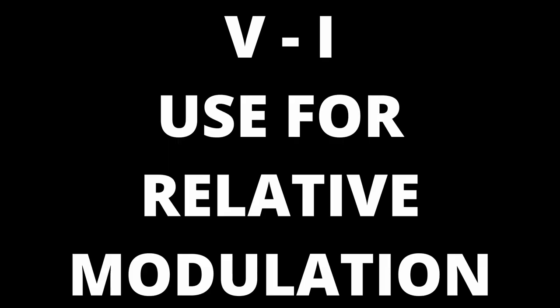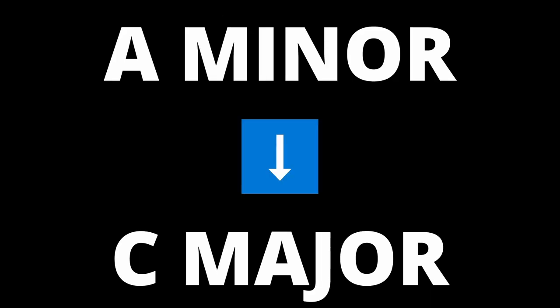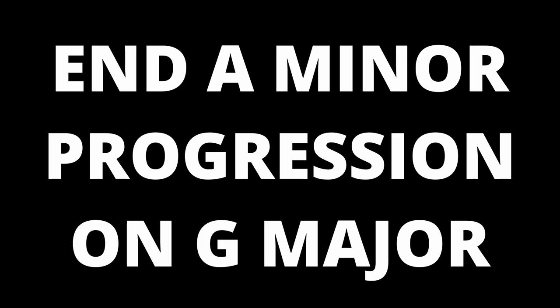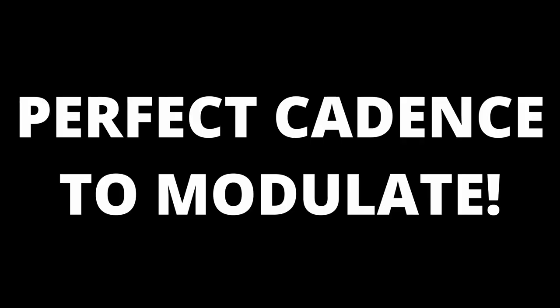Because our relative keys share the same set of chords, we can use the 5 to 1 change to bring us back to the major key. Let's use the relative A minor and C major keys we discussed earlier to look at this. In the key of C major, the 5 to 1 change uses the G major chord and the C major chord. So if we end our A minor key chord progression on the G major chord and start our C major key progression on the C major chord, then we have a perfect cadence to bring us into the major key.